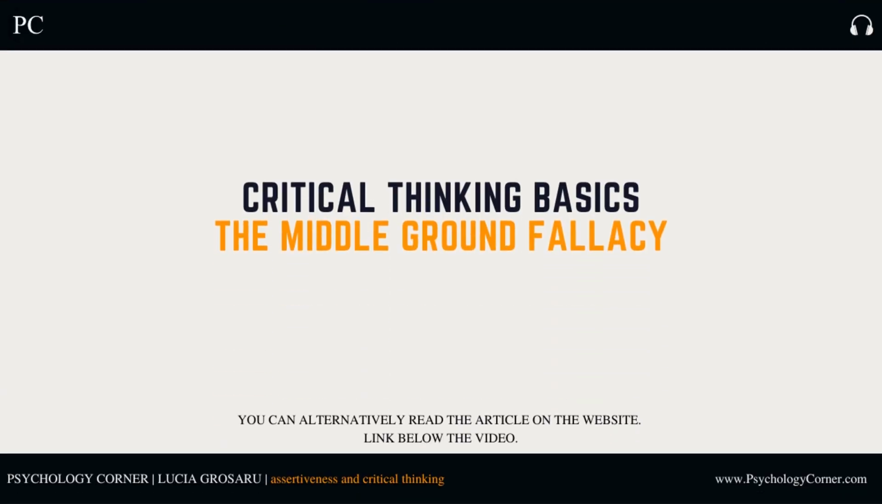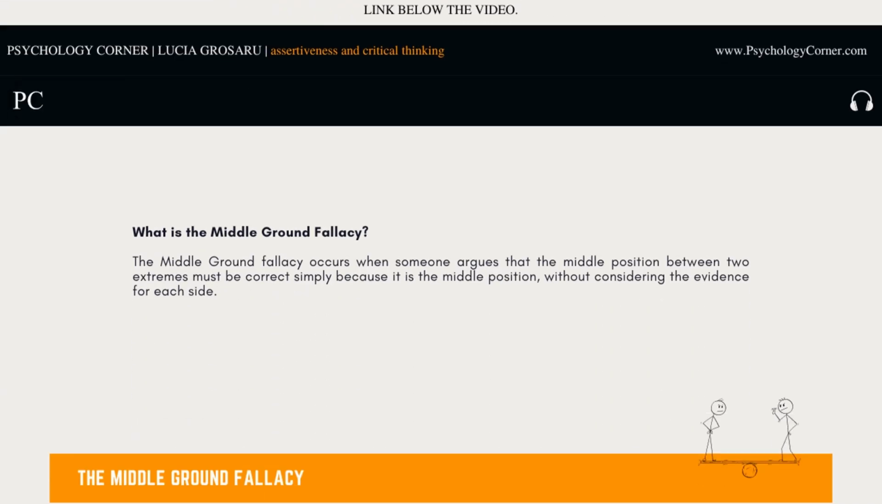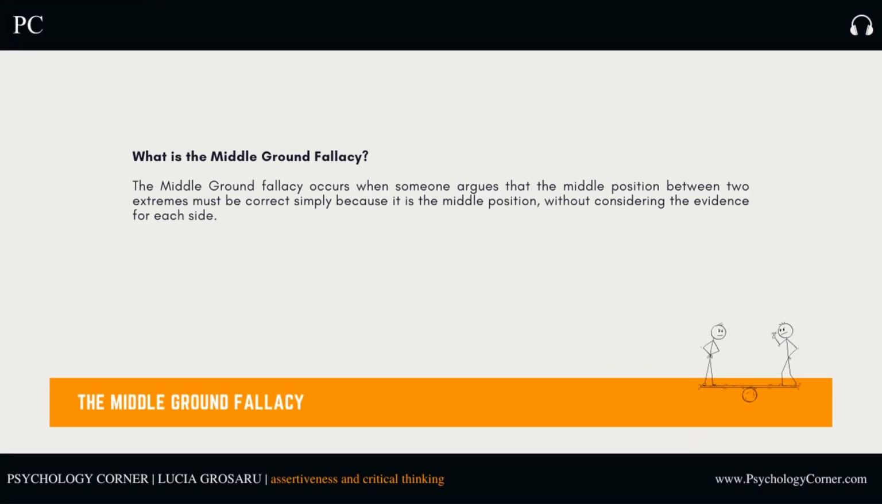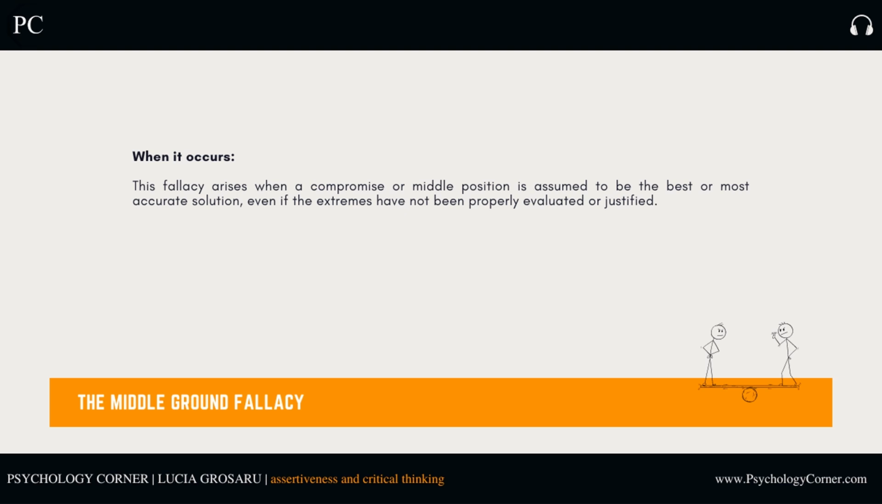What is the middle ground fallacy? The middle ground fallacy occurs when someone argues that the middle position between two extremes must be correct simply because it is the middle position, without considering the evidence for each side. This fallacy arises when a compromise or middle position is assumed to be the best or most accurate solution, even if the extremes have not been properly evaluated or justified.